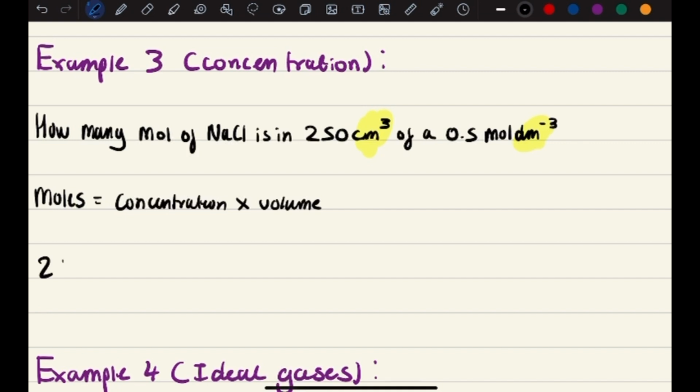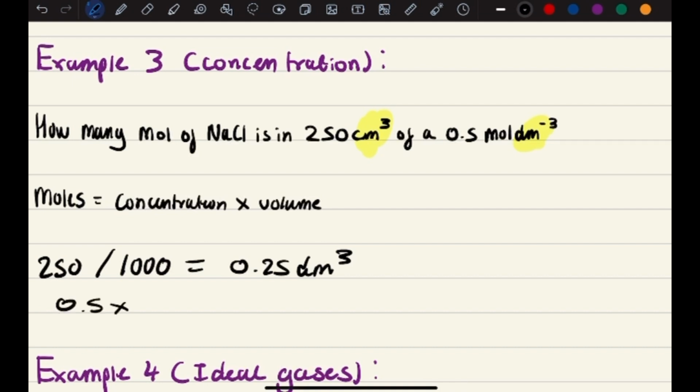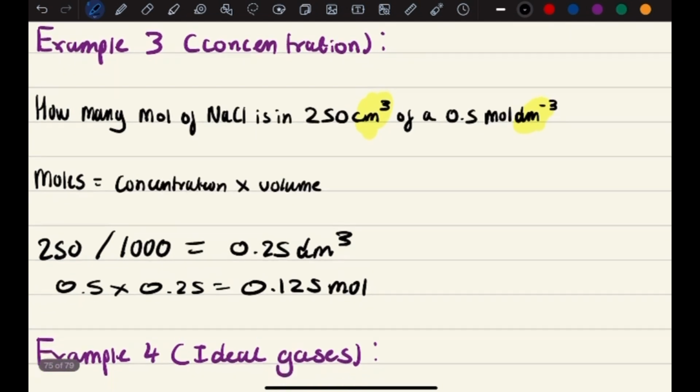So I'm going to do 250. We're going to divide it by 1,000 so that we can get to dm cubed. We get 0.25 dm cubed. Now we've got that, we can then use our equation, right? So you can see the concentration 0.5 times the volume 0.25. We get 0.125 moles. Okay, happy with that. Now let's continue on.